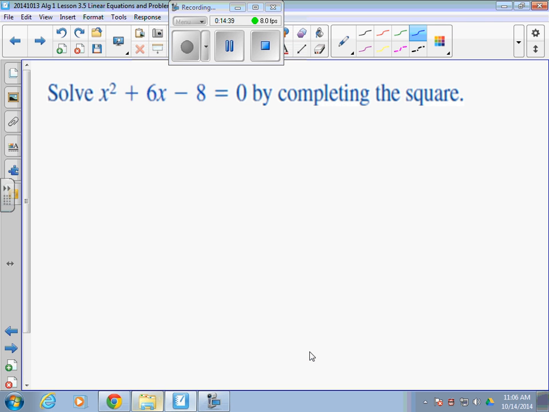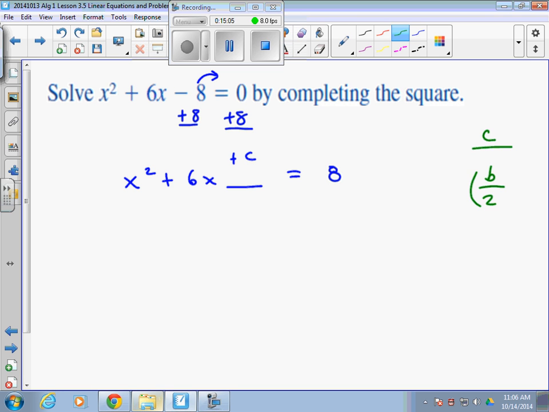Okay, so again, we're doing this one in steps. Move over this value of C that doesn't work because you can't factor it out. So move it over by adding 8 to both sides. So now what you have is x squared plus 6x plus our c that we're going to find in a minute equals 8. In order to find c, remember, take b and divide it by 2 and square it. Our b value we know is 6. So 6 divided by 2 is 3, and 3 squared is 9. So our value for c is plus 9.